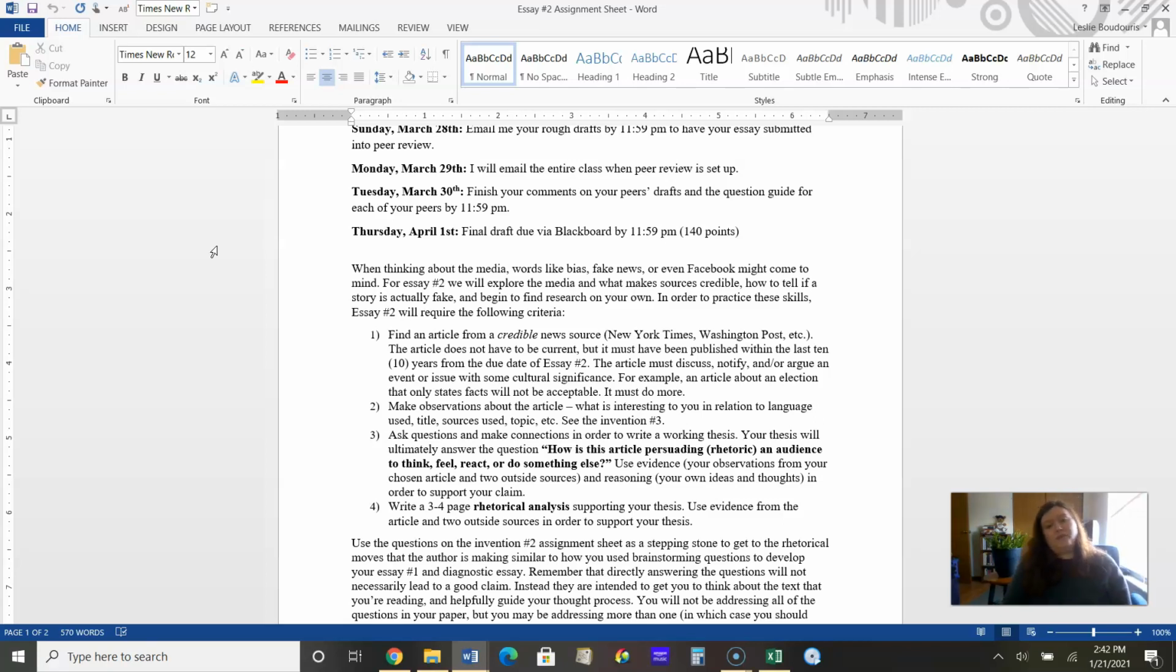You can find one in a newspaper, like a physical newspaper. If you do find one in a physical newspaper, you will want to scan it and upload it with your article, with your essay. Once you find your news article, you want to make a lot of observations.